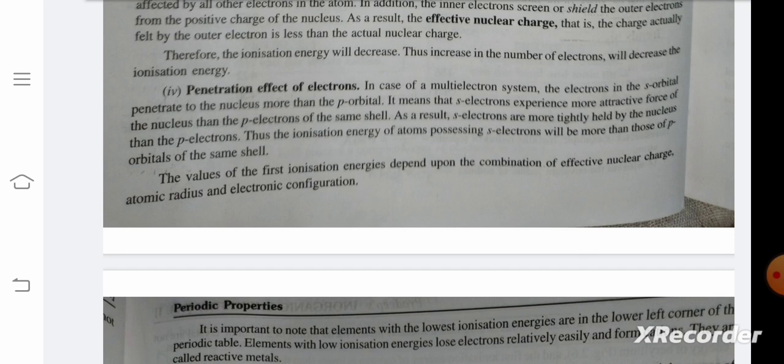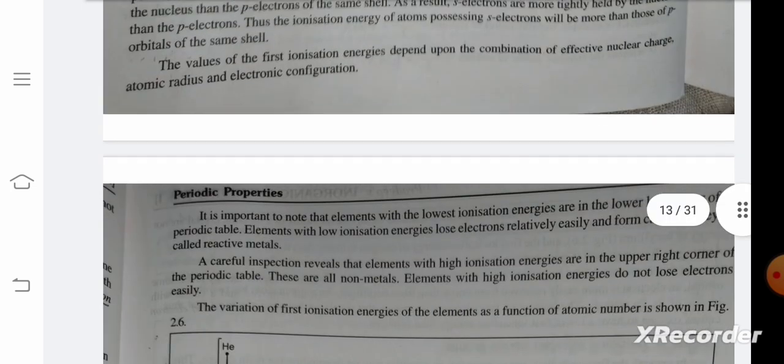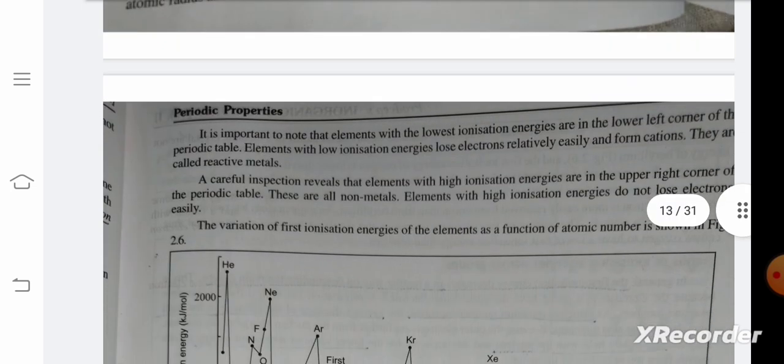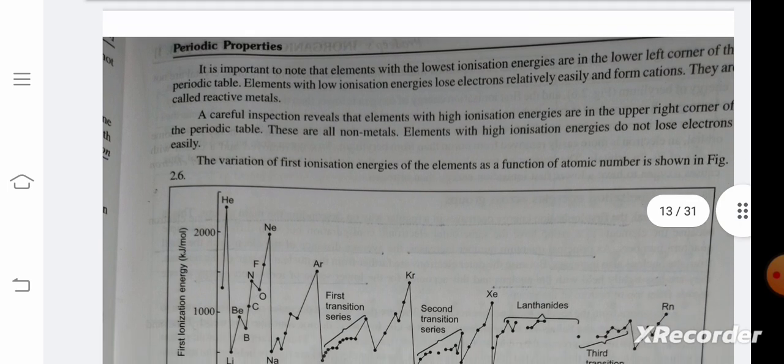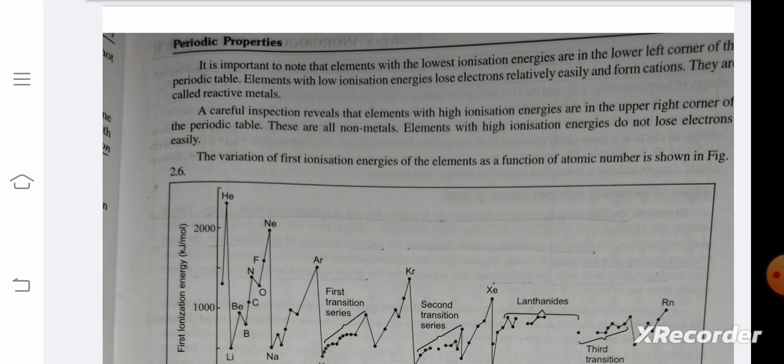The values of the first ionization energies depend upon the combination of effective nuclear charge, atomic radius, and electronic configuration. It is important to note that elements with the lowest energies are in the lower left corner of the periodic table. Elements with low ionization energies lose electrons relatively easily and form cations. They are called reactive metals. A careful inspection reveals that elements with high ionization energies are in the upper right corner of the periodic table. These are all non-metals. Elements with high ionization energy do not lose electrons easily.